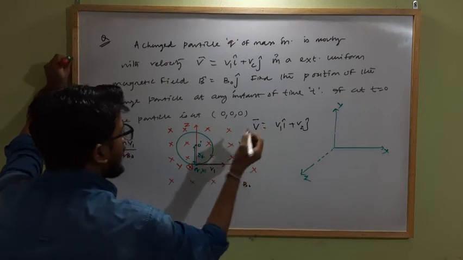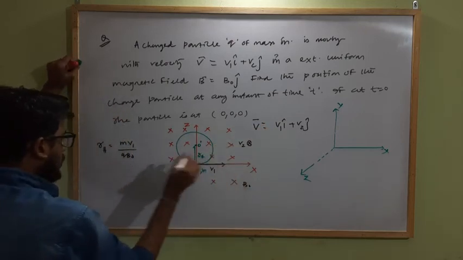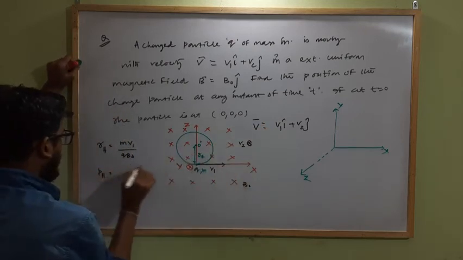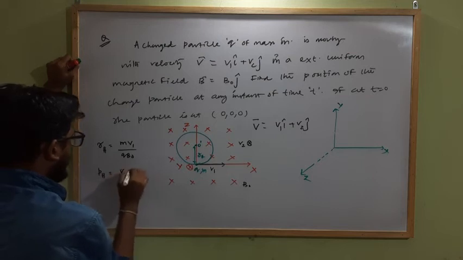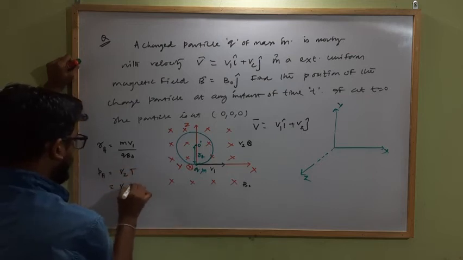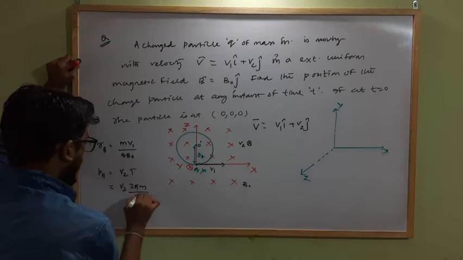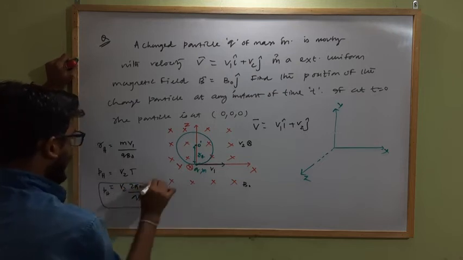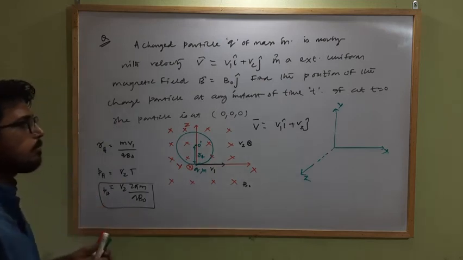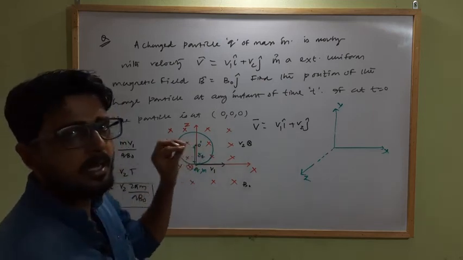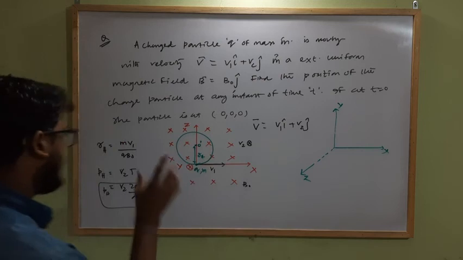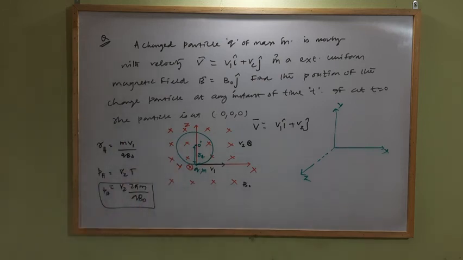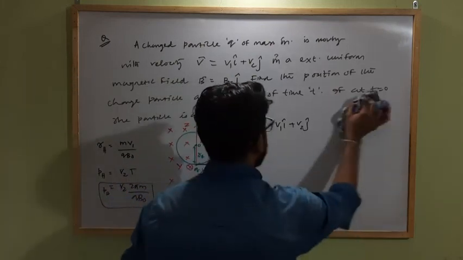Okay, and what is pitch? At any instant of time t, pitch will be how much? The pitch for a time interval will be V2 into t, that is equal to V2 times 2 pi m by q B0. This is the pitch. But we have to calculate what? The position of the charged particle at any instant t. So how to calculate the position of the charged particle at any instant t?